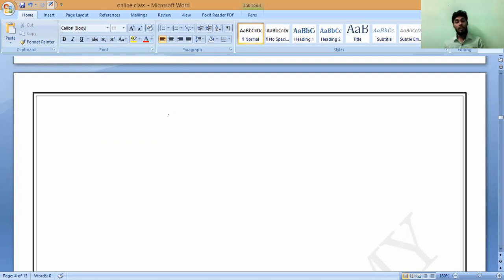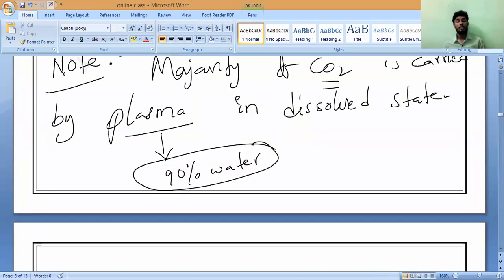But if somebody prepares the question paper and asks you to give a reason, who is carrying the majority of carbon dioxide, then what is the reason behind it? They will say, support your answer. Suppose you say plasma. What is the reason? Plasma contains 90% water, sir. Majority of plasma is water. As we know, carbon dioxide is much more dissolved in water compared to oxygen. That is what you have to remember.